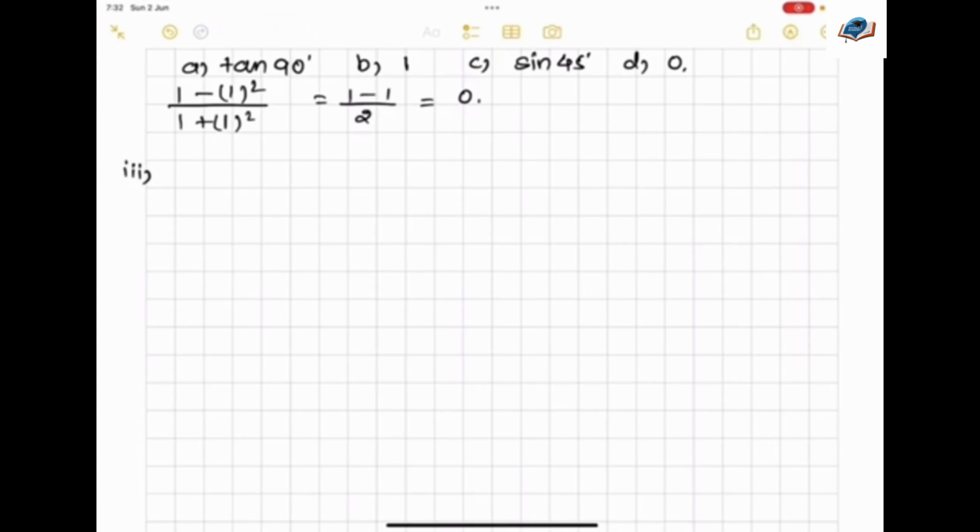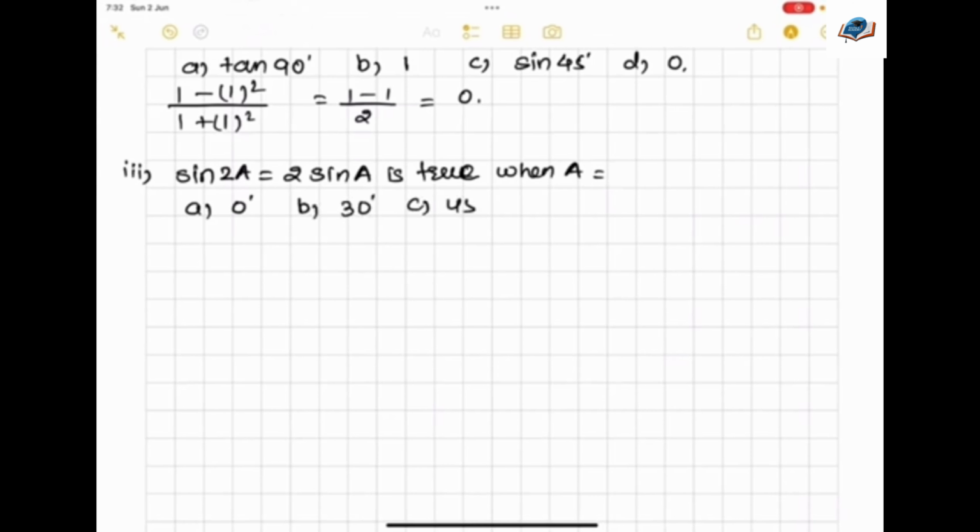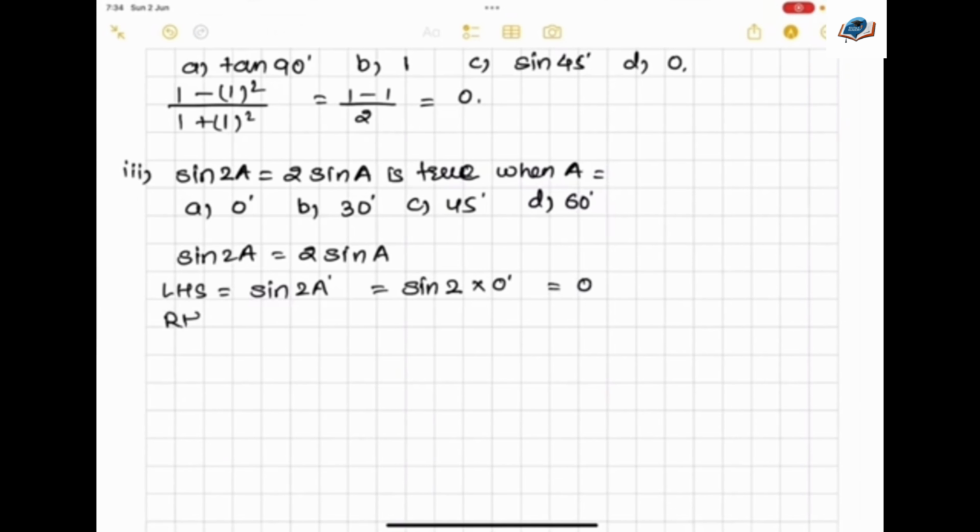Now third one, it says sin 2a equal to 2 sin a is true when a is 0 degree, 30 degree, 45 degree, or D is 60 degree. So sin 2a equal to 2 sin a. So LHS will be sin 2a. So 0 degree if I do, so sin 2 into 0. So that will be 0. RHS will be 2 into sin 0. So 2 into 0. So that is 0. So therefore LHS equal to RHS.